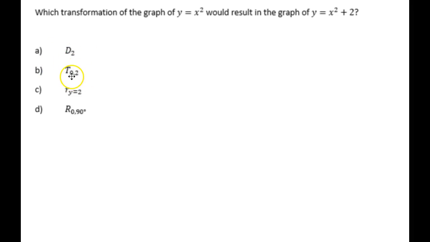So this tells us we're moving 0 units in the horizontal direction, the x direction, and up 2 units, a vertical translation, up 2 units in the y direction. So the correct choice would have to be B.